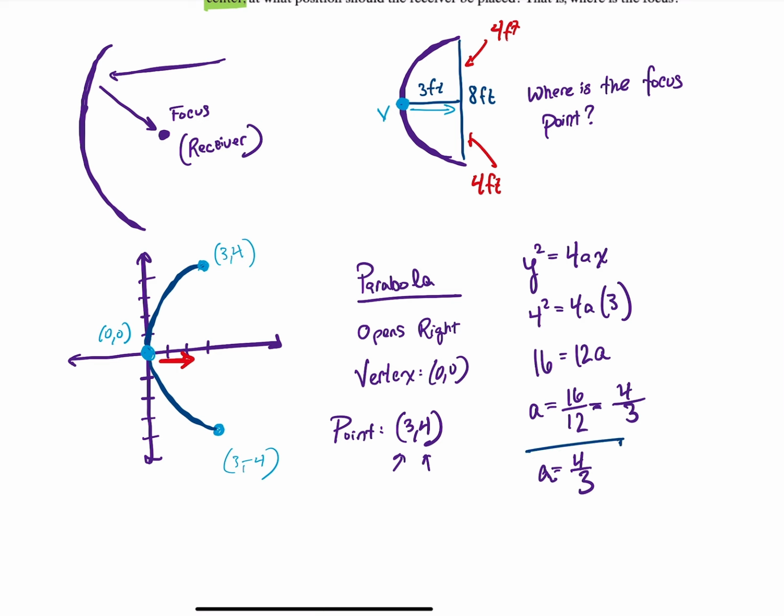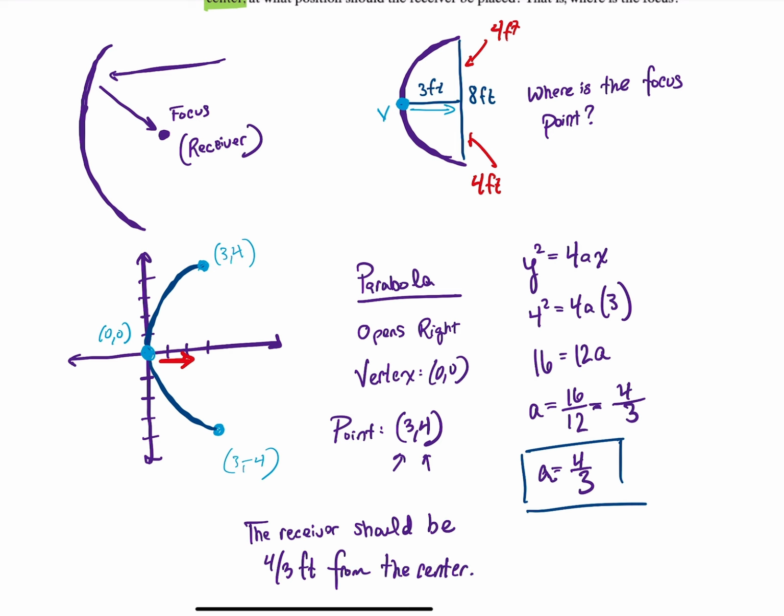But this is really all we needed here. So we can say the receiver should be 4/3 feet from the center. So introducing this idea of a focus point allows us to use parabolas in a lot of new applications, especially if we're dealing with reflections.